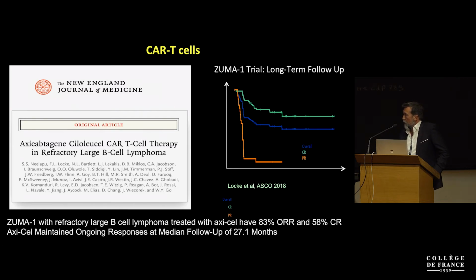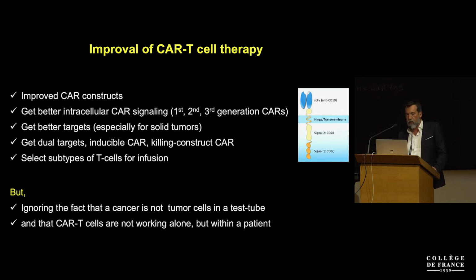This was on refractory large B-cell lymphoma at the latest in third-line treatment. And you can see in blue here the overall survival of the patients with CD19 CAR T cells, and the survival of the patients with complete response in green and partial response in orange. And of course, it's been discussed with Philippe this morning, I guess, and later during the talk, but there are multiple ways to improve CAR T cells.